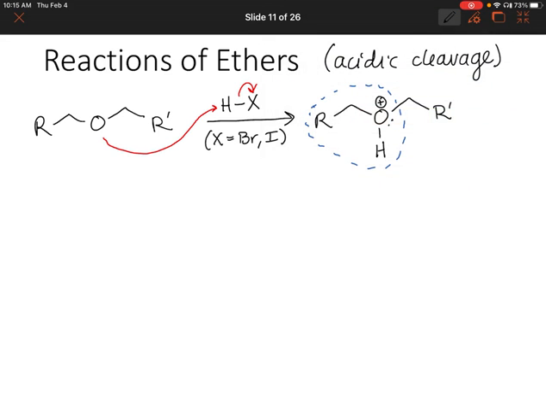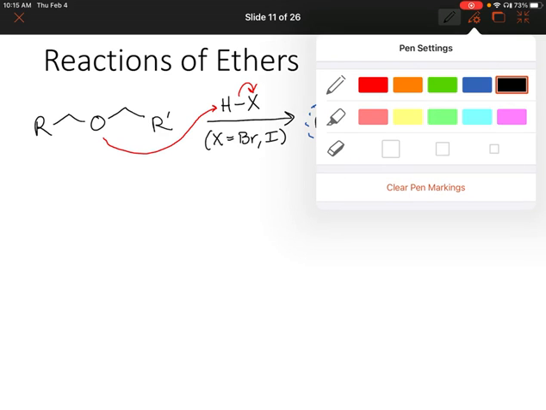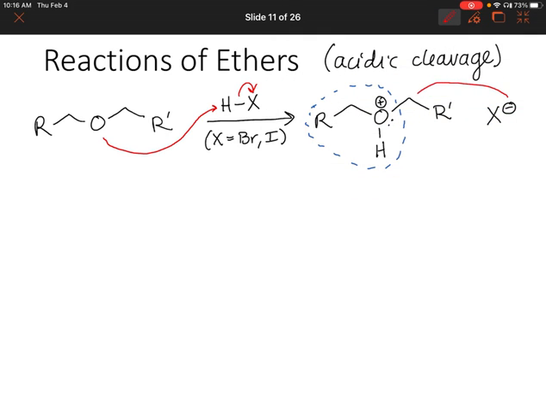So now the halide can come in and attack the carbon next to one of the alkyl groups, and that's going to cause our leaving group to leave. And this is partly why we need the halogen to be bromine or iodine, because the other halogens won't necessarily perform that same reaction.